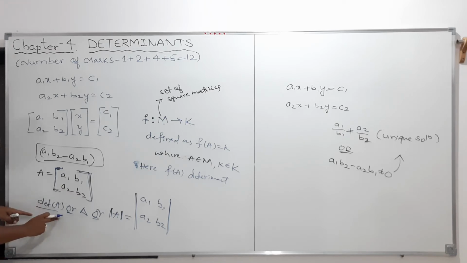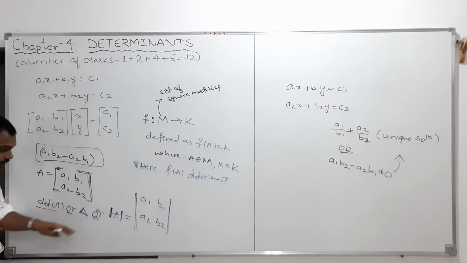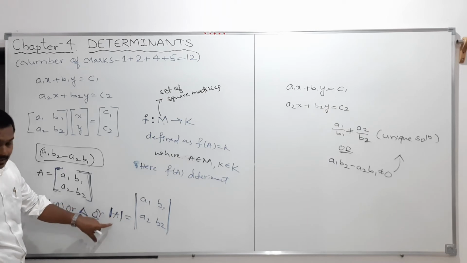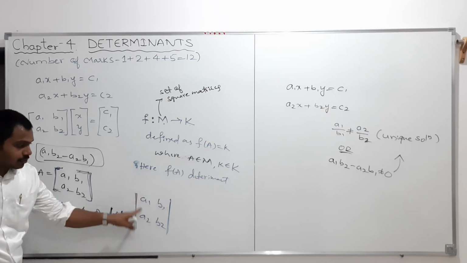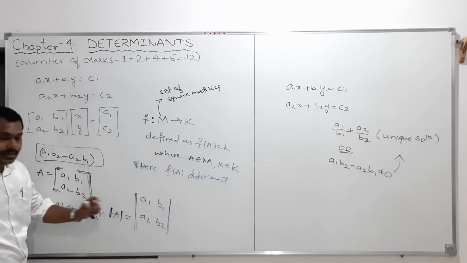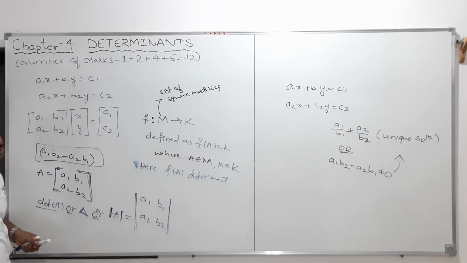We will write A, or we will write delta, or we will write inside the bracket determinant of A. For any given matrix, the determinant is written like this: determinant of A is equal to the matrix between two straight lines. So this indicates the determinant of A.